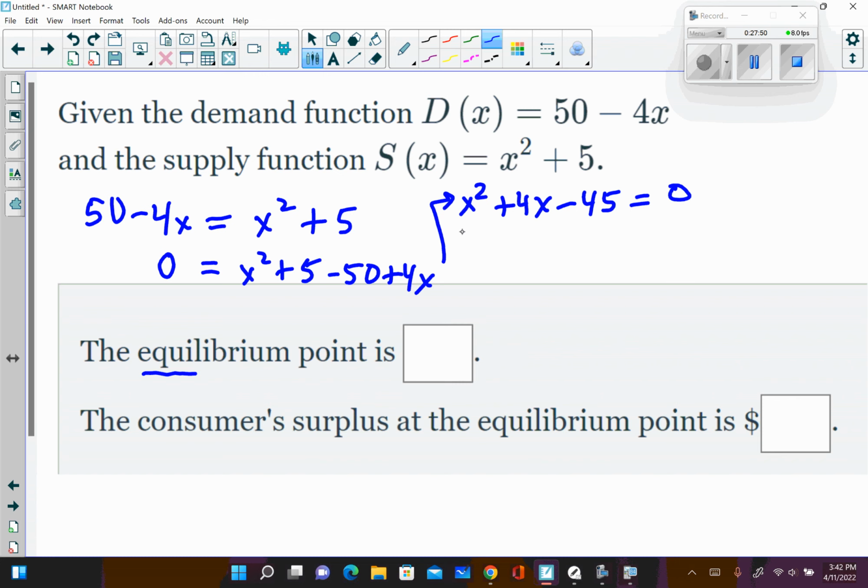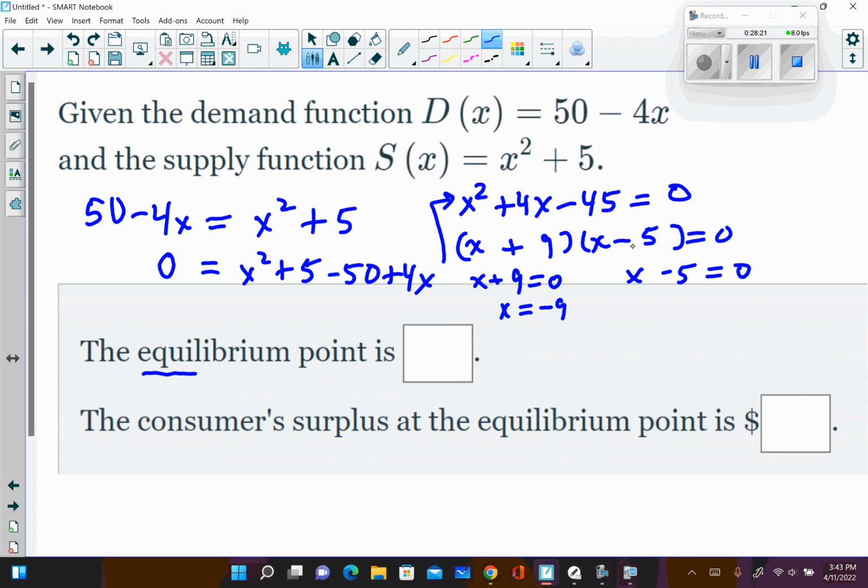We hope that we can factor this. X squared is x times x. 45 is 9 times 5. Positive 9 times negative 5 is negative 45. So this is factored correctly, and this is true when x plus 9 equals 0, or when x minus 5 equals 0. X plus 9 equals 0 when x is negative 9. And we don't use negative numbers for x.